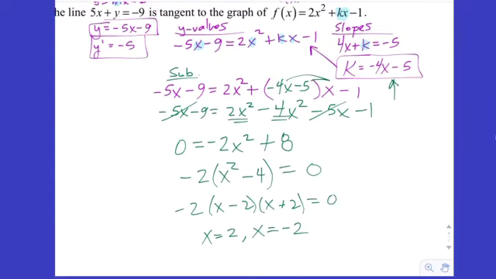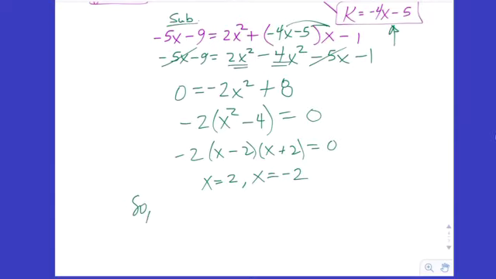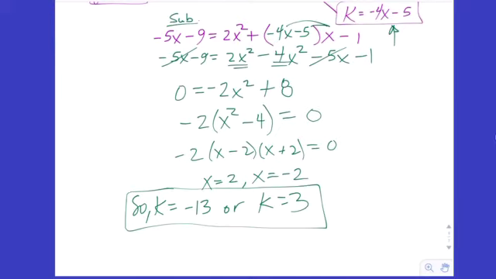Plug them back into here. That's why I boxed it up. So here we go. k is going to equal, if I plug in the 2, negative 8 minus 5, which is negative 13, or k will equal, if you plug in a negative 2, you get positive 8 minus 5, which is 3. So which one's correct?